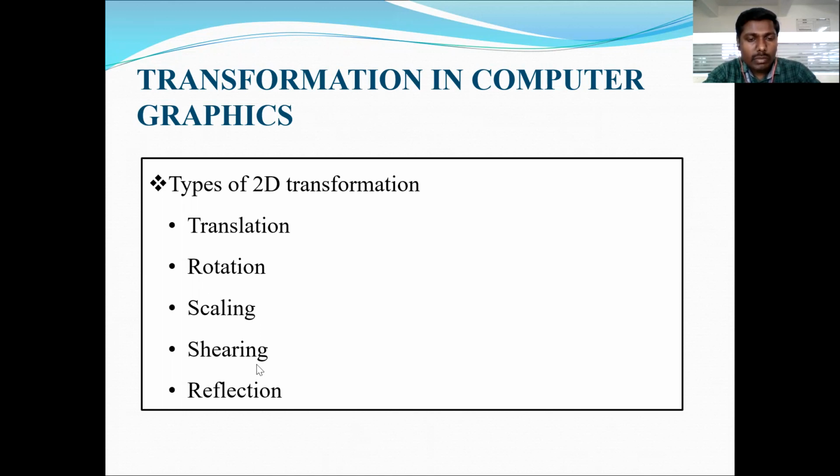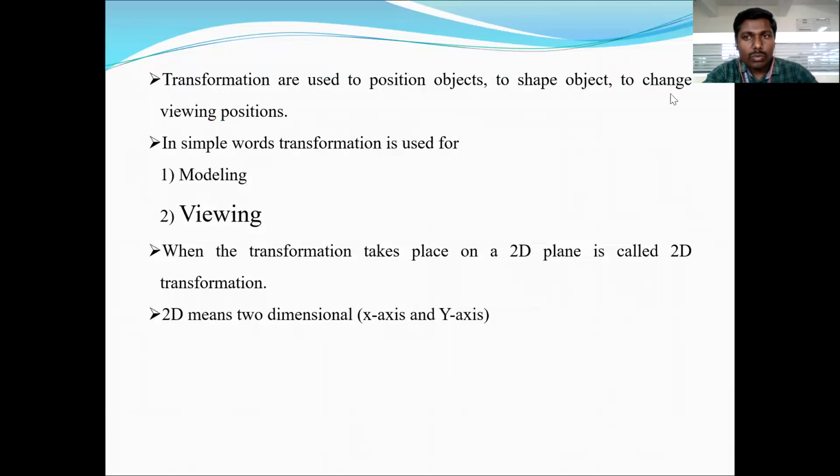Whereas the additional transformations are reflection and shearing. So these we call additional transformations. Let me see first what we call a transformation. Transformations are used to position objects, to shape objects, and to change viewing positions. In simple words, transformation is used for modeling and then viewing.